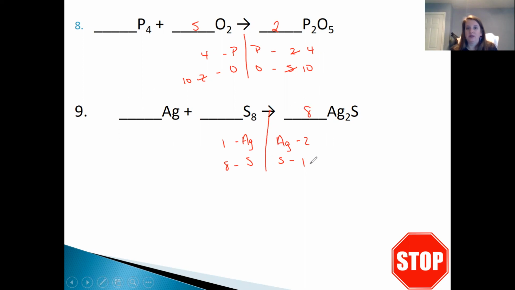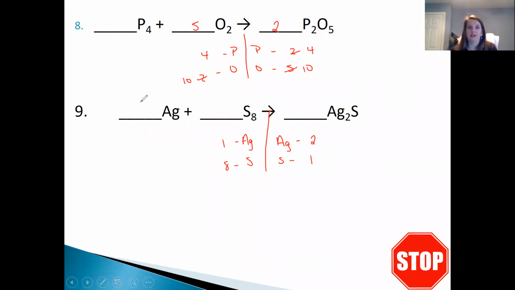So that changes my sulfurs to 8. But now I've got how many silvers? 16. So in order to get 16 on this side, I just have to put a 16 as a coefficient. What happens if you balance the silvers first? Doesn't matter. You're still going to end up with the same answer.